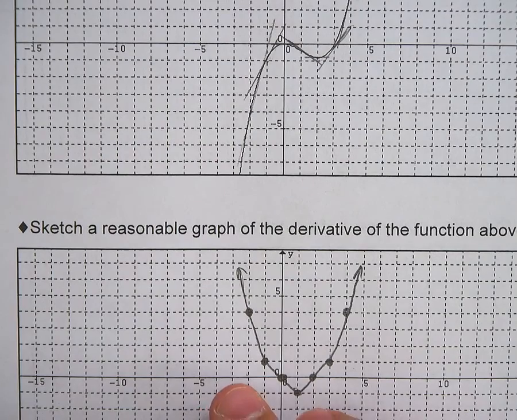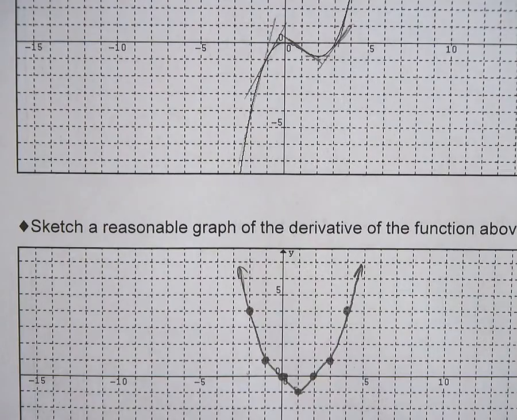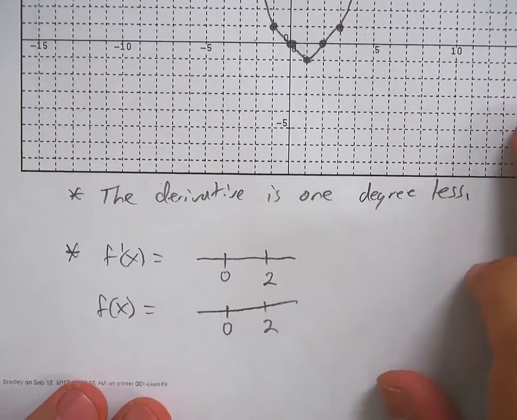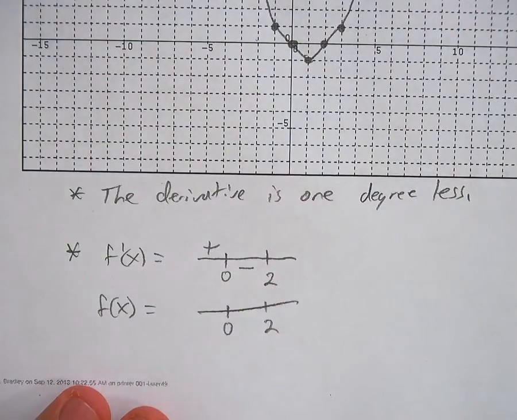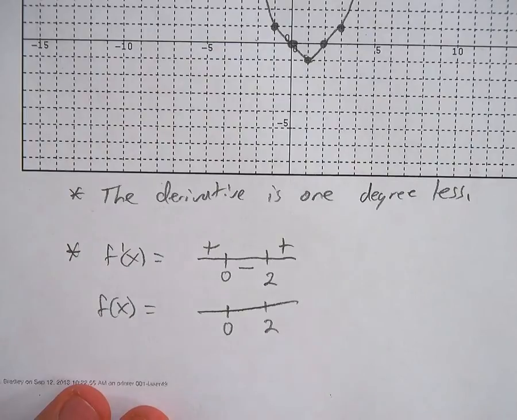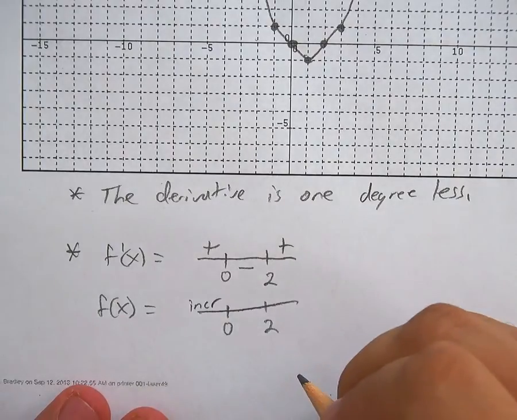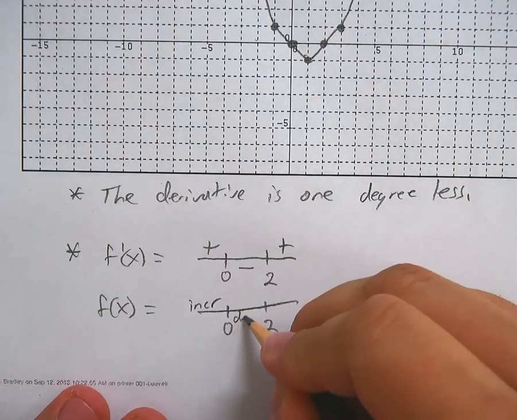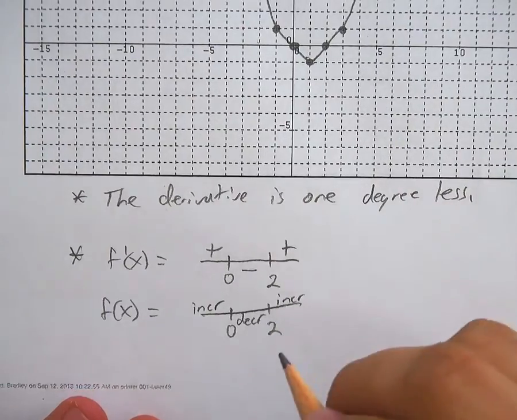Well, notice it has to deal with slope, right? Where the slope is positive, your derivative will be positive. Where the slope is negative, your derivative will be negative. So for f of x, you've got positive to the left of 0, negative in between 0 and 2, and positive to the right of 2. For f of x, it's increasing to the left of 0, the slope is positive, decreasing between 0 and 2, the slope is negative, and increasing to the right of 2.